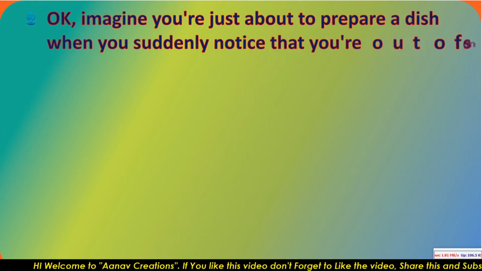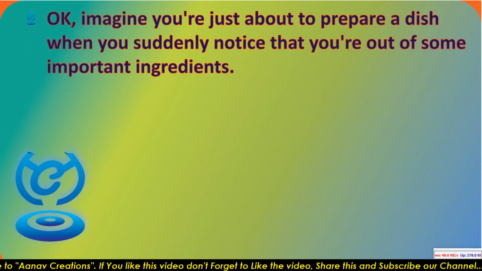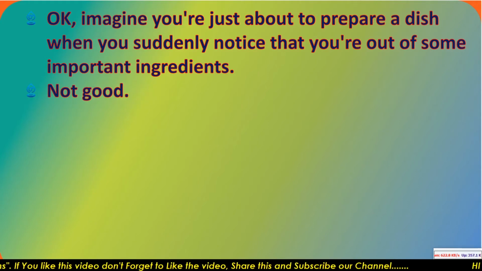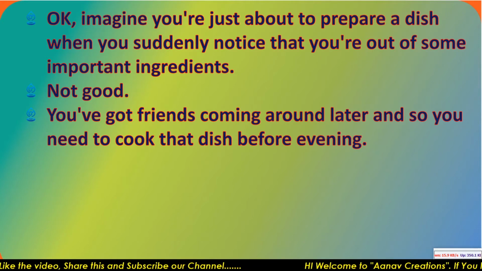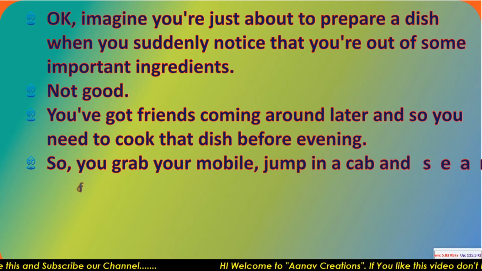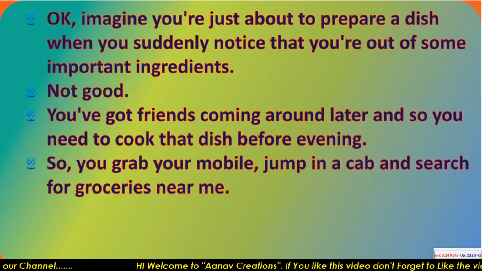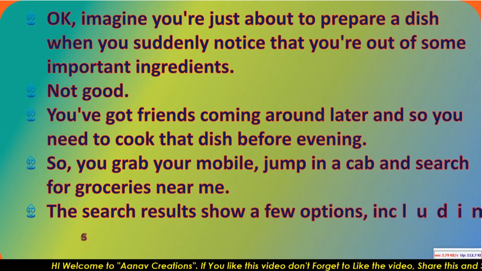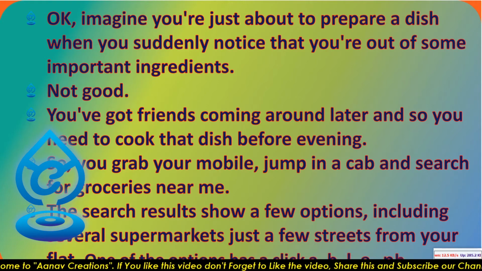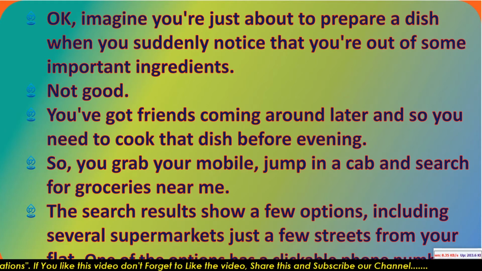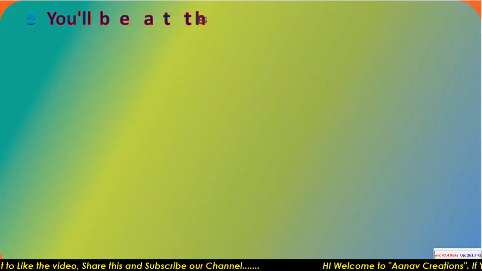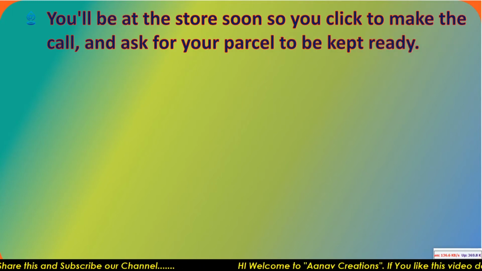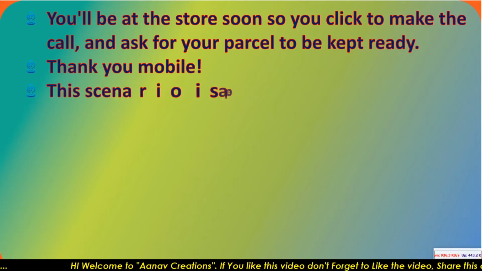Okay, imagine you are just about to prepare a dish when you suddenly notice that you are out of some important ingredients. Not good. You have friends coming around later and you need to cook that dish before evening. So you grab your mobile, jump in a cab and search "groceries near me". The search results show a few options including several supermarkets just a few streets from your flat. One of the options has a clickable phone number. You will be at the store soon, so you click to make a call and ask for your parcel to be kept ready. Thank you, mobile.